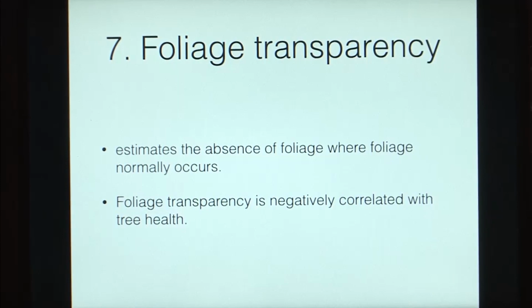Next, we can have a look at the foliage transparency. Foliage transparency estimates the absence of foliage where foliage normally occurs. What is foliage? Foliage refers to the leaves of a tree. So, it estimates the absence of leaves where leaves should have occurred, and it is negatively correlated with tree health. For instance, if a tree is completely transparent, it does not have any leaves where it should be having leaves. So, it will not be able to perform photosynthesis, it will not be able to accrue biomass, and it will not be able to grow. So, foliage transparency is negatively correlated with tree health.